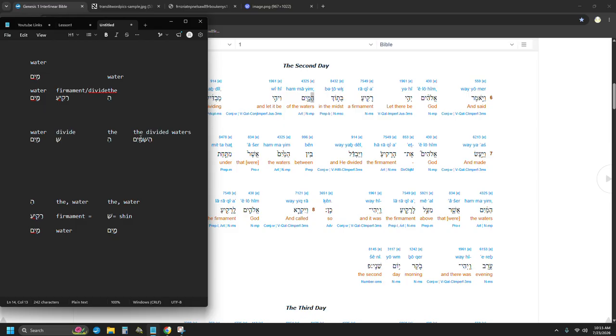And you'll see that's exactly what happens. We take this word, the water, and we take a firmament and put it in there like he said. But we don't call it a firmament. We call it a shin. Why? Because it's dividing the water. So shin is equivalent to divide. So instead of calling it a shin, you can call it a divide. The better and more correct and accurate understanding is not divide, but separate. And the correct understanding would be the separated water.